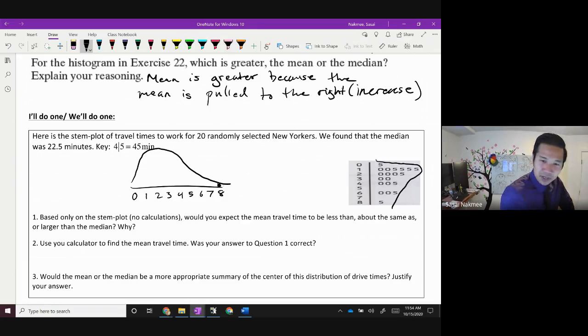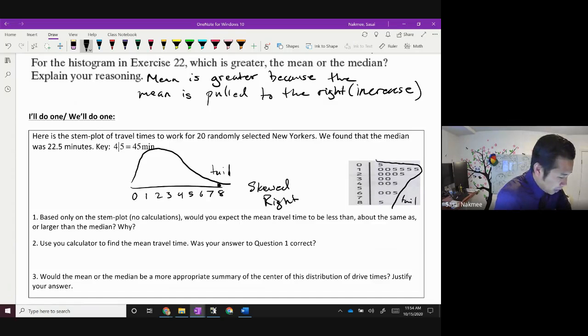Can you guys see that okay? Why is it considered skewed right? Because the tail is over here. You have to tilt your head to see that the tail exists on this curve, and the tail is to the right. So it's skewed right.